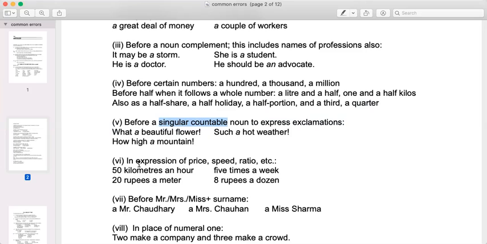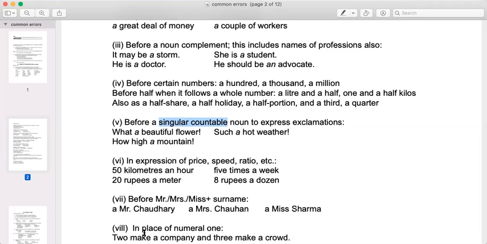Next is in expressions of price, speed, ratio, etc. 50 kilometers an hour, which is 50 kilometers per hour. 20 rupees a meter, 20 rupees per meter. 8 rupees a dozen, 8 rupees per dozen. 5 times a week, 5 times per week. Before Mr., Mrs., or Miss followed by the surname: a Mr. Chaudhary, a Mrs. Chauhan, a Miss Sharma.